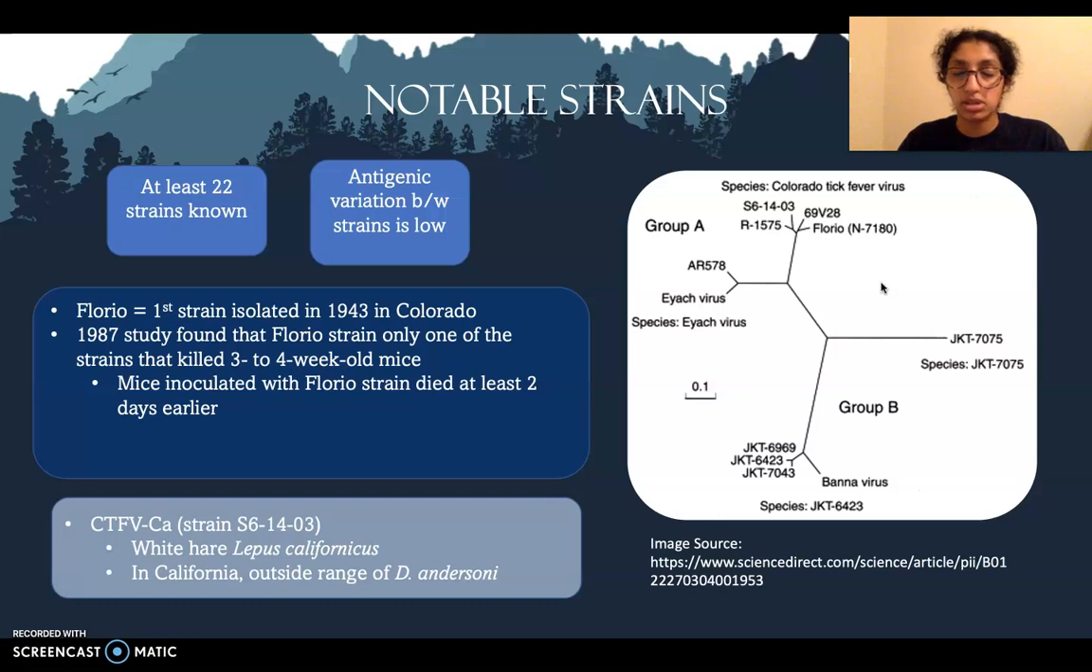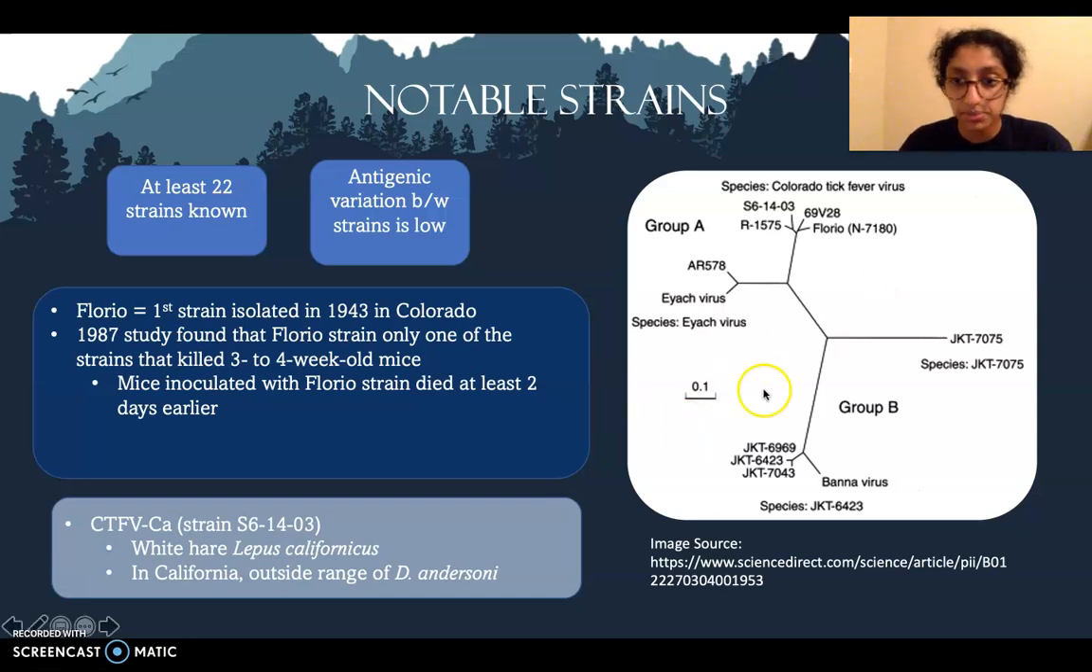So this research study was used to inject the different strains into mice and see the differences. And so Florio was actually the only strain that caused deaths in 3 to 4 week old mice, as well as an earlier death time, at least 2 days earlier than all the other strains. So it's a highly pathogenic strain.